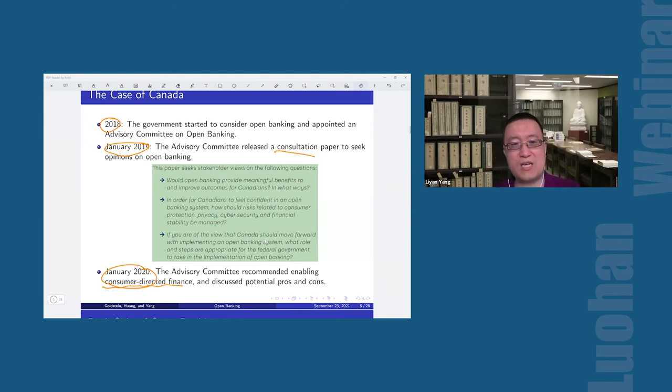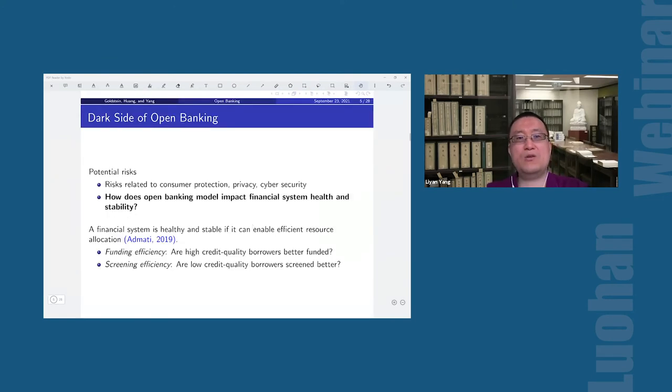And I said this concept is still dynamic, still evolving and developing, but we sort of know the history. Then they discuss the pros and the cons. Among the discussions, they think these things are very important, first order: privacy, consumer protection, cybersecurity, and also financial health or stability. We only focus on one thing in this paper, the financial stability part. If you implement open banking, what will be the effect on the entire financial system, on financial stability and resource allocations? How will that affect the overall welfare?